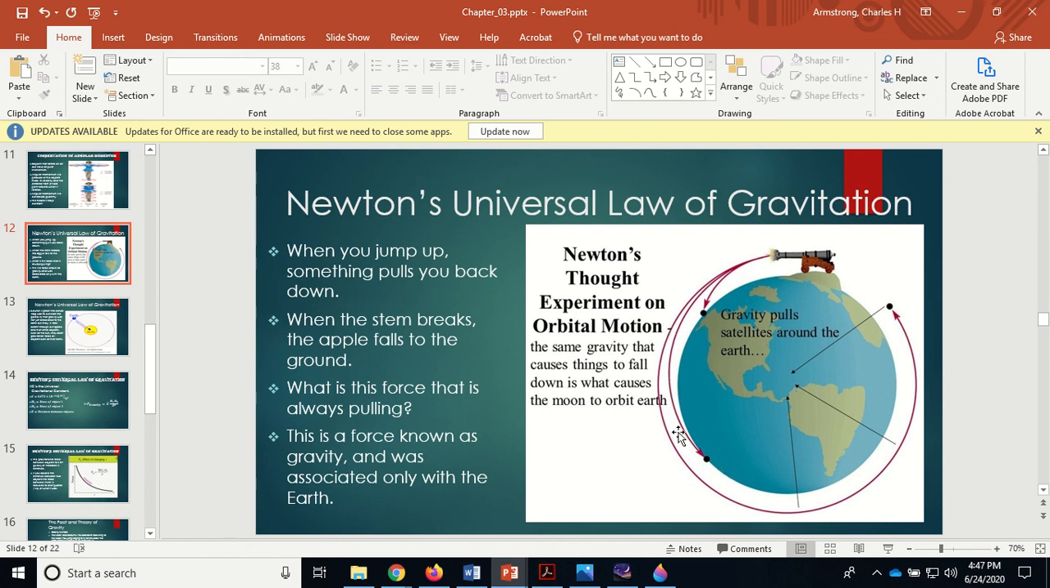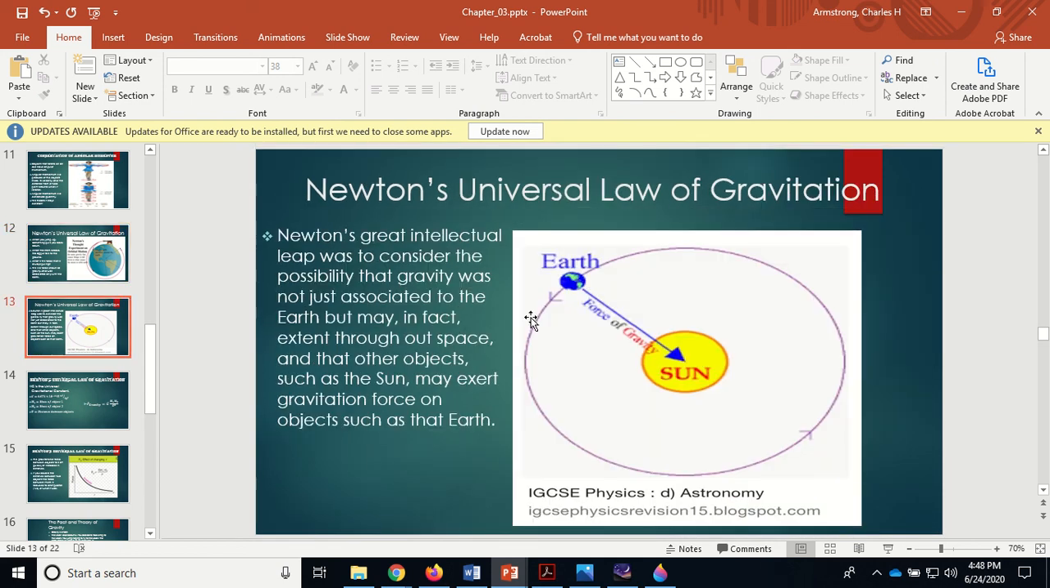Give it enough initial velocity, and it'll go into orbit around the Earth. The cannonball wants to do that. Okay, the Earth wants to go like that. But it's this pull to the Sun that keeps it in orbit around the Sun, just like the cannonball could stay in orbit around the Earth.